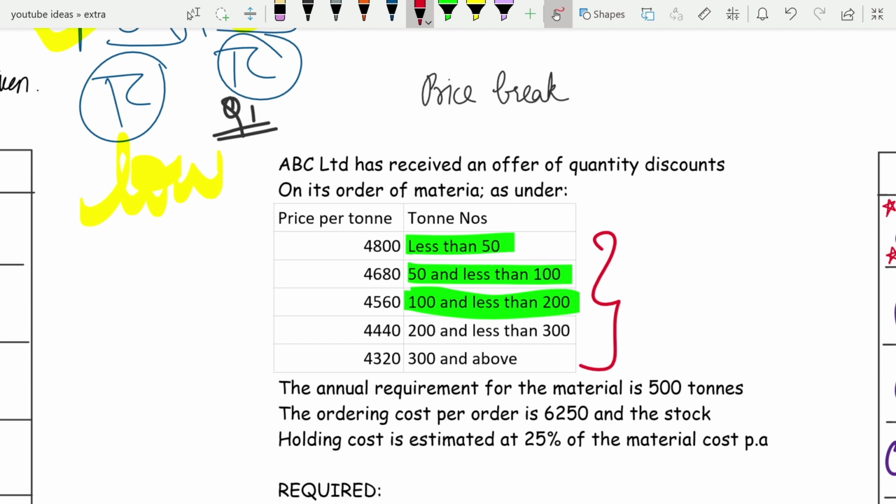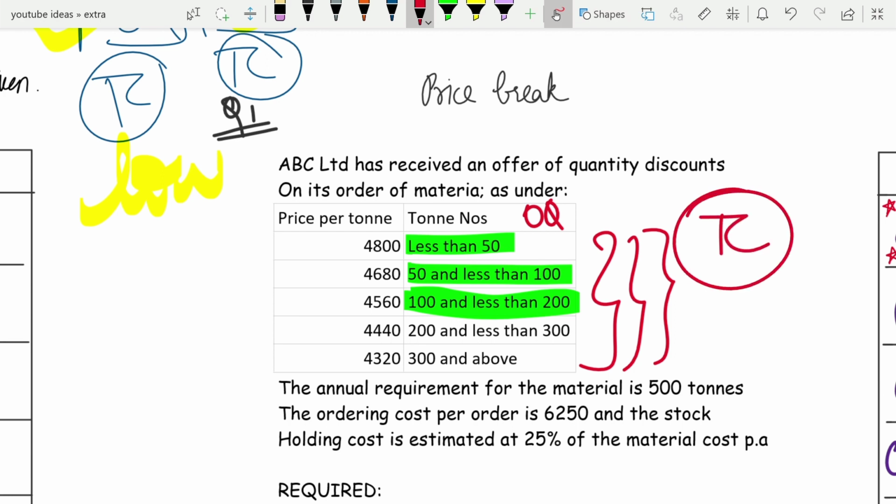Questions of price break will be like this only. They will give you the order quantities in a range format, and they will tell you that amongst all of these ranges, you have to find out the total cost of which range is the lowest. Whichever range has the lowest total cost is going to be the best range, and in that range you have to order your quantity, or that must be your ideal order quantity.